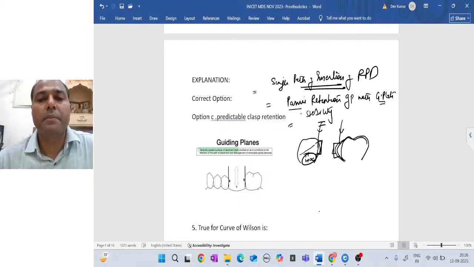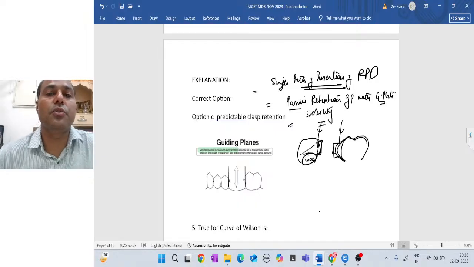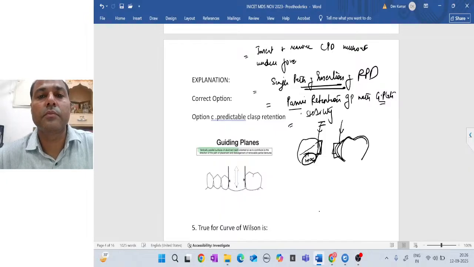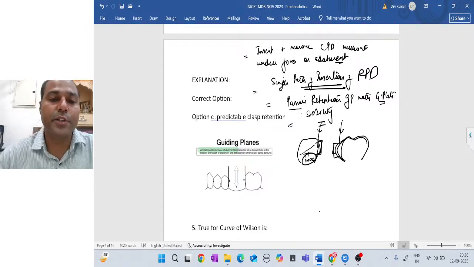Okay, predictable clasp retention, and also very important is that you can insert and remove the cast partial denture without undue forces on the abutment. Very, very important points that I am telling you. Right? Clear?